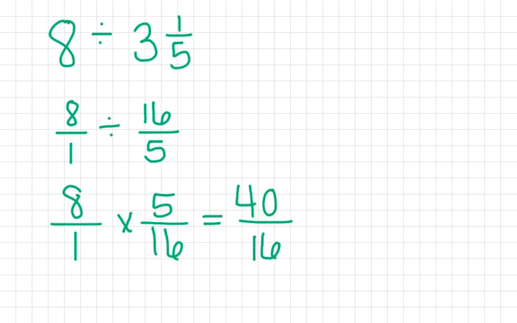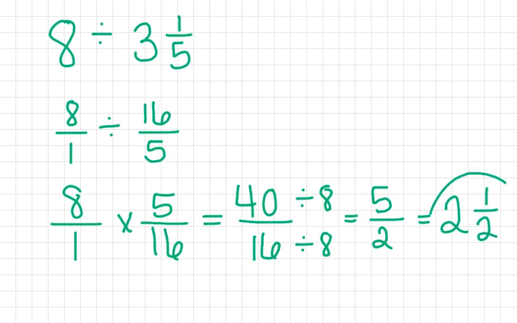Again, I think I'm going to reduce first before changing to a mixed number. So I can divide both of these by 8. 40 divided by 8 is 5. 16 divided by 8 is 2. And 2 goes into 5 2 times, which gets me to 4. So I have 1 left over, so my final answer would be 2 1/2.